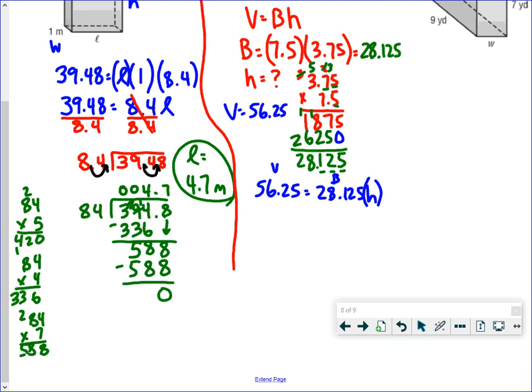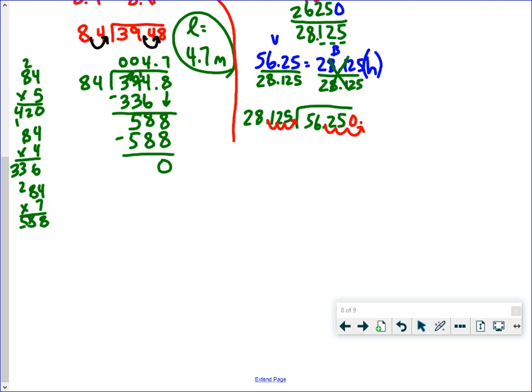So we've got quite a bit of division to do here. So we're dividing both sides by 28.125. That cancels this out, so we just have h. 56.25 divided by 28.125. Wow. So we got a lot of decimals to move here. 1, 2, 3. 1, 2, 3. So we're going to have to add a 0. All right, I'm going to rewrite it. Woo, man. It's a tough one.